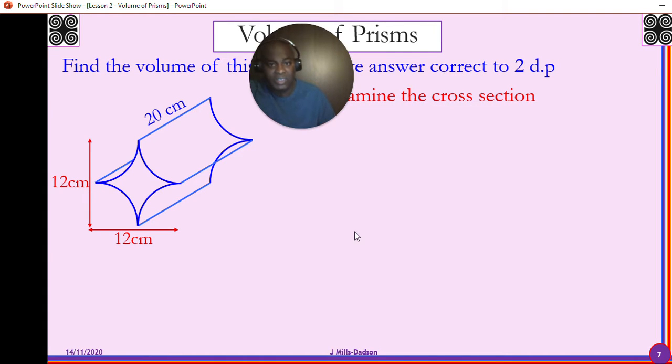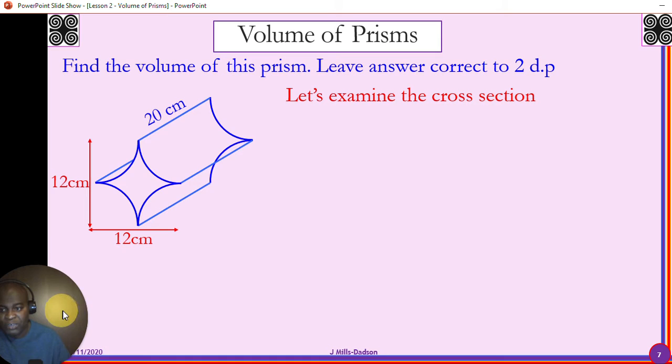Problem solving question. So we need to work out the volume of this weird prism. We do understand that the volume is simply the cross section times the length. This is the length, and this weird shape is the cross section. How do we work out that? Let's examine the cross section closely. So we pull it aside.